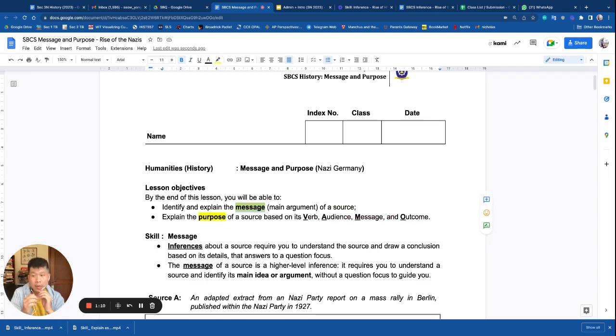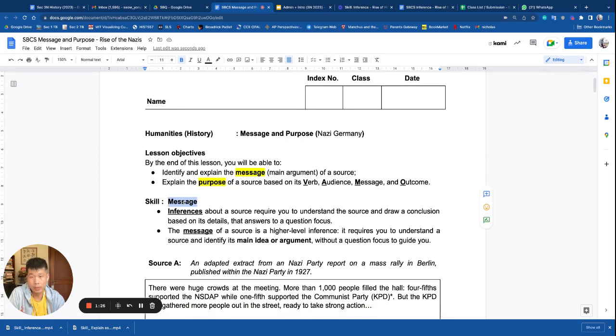And the message is the main argument of a source. So message flows very, very naturally from the inference skill. Inference and message are linked, but they're not quite the same thing. So let's start by understanding the skill of message.